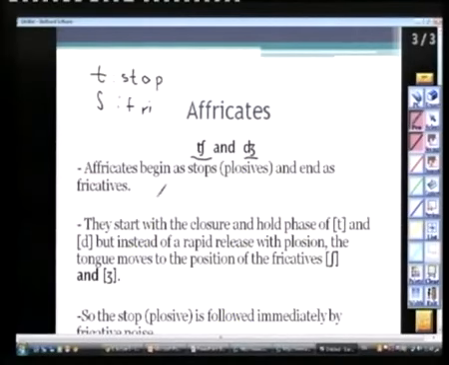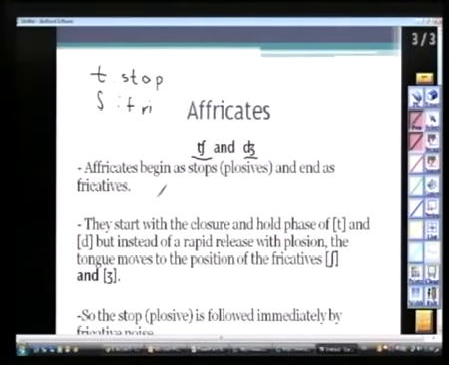Remember, with a stop we do have a closure. This is the word closure, the closure and hold phase of ta. So you start with the ta, then you continue with a fricative, and da in ja. But instead of a rapid release, instead of releasing the closure, what happens? The tongue moves to the position of a fricative. Sha here and ja here.